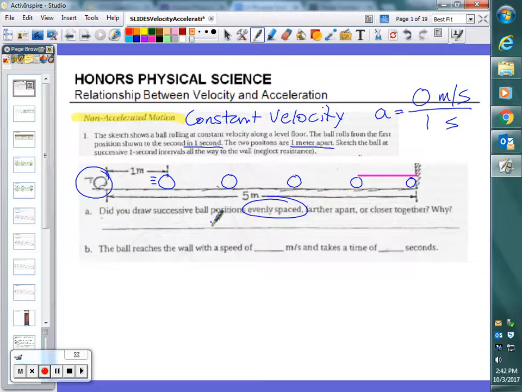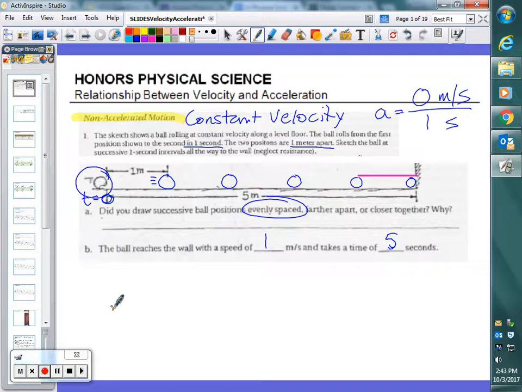When the ball reaches the wall, what is its speed? 1 meter per second. It's still traveling at 1 meter per second, but how long did it take us to get there? 5 seconds to get there, right? Now in this case, there are 6 pictures, right? Because this right here, this is time equals 0. That's like the very starting position, right?